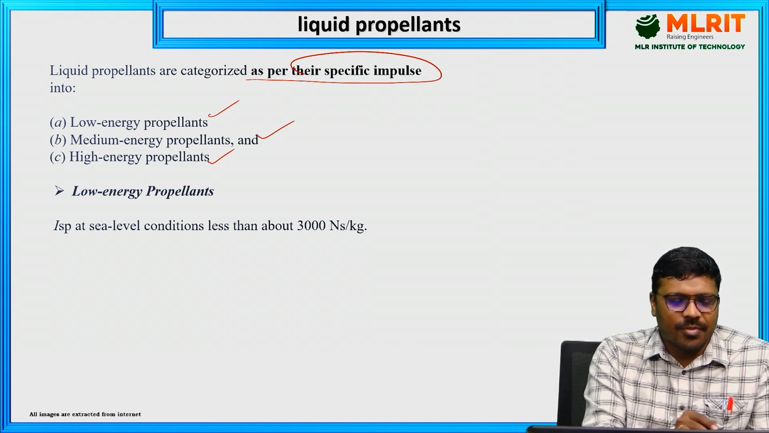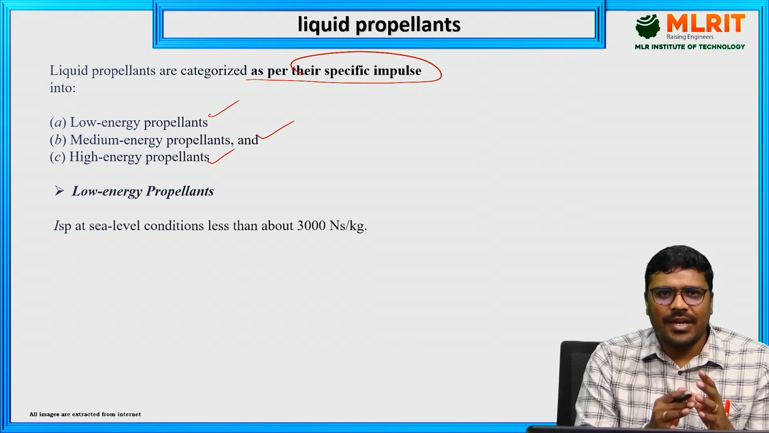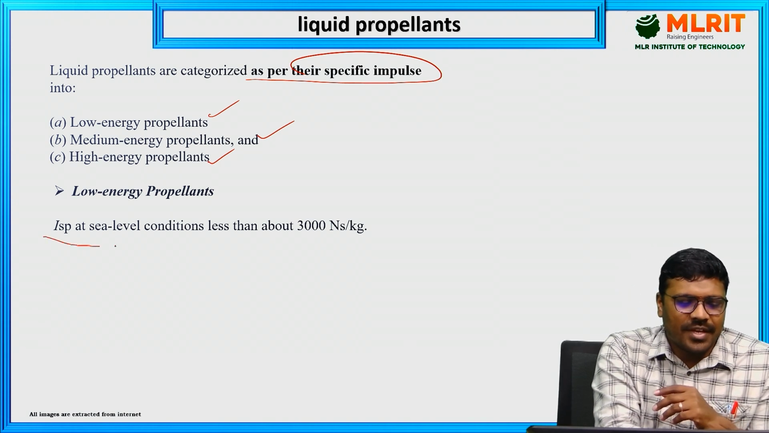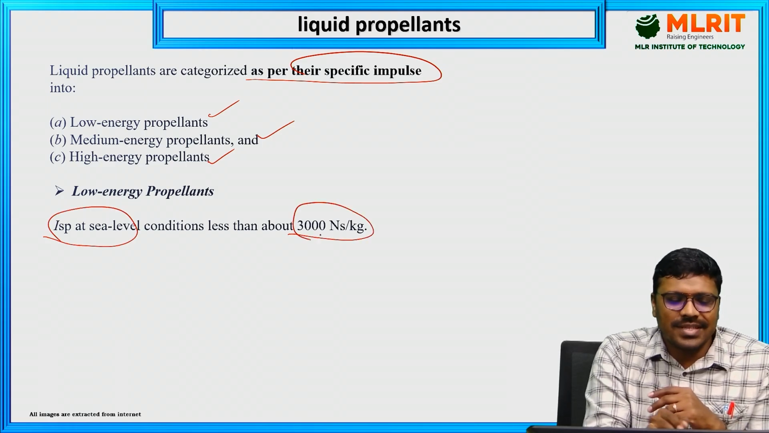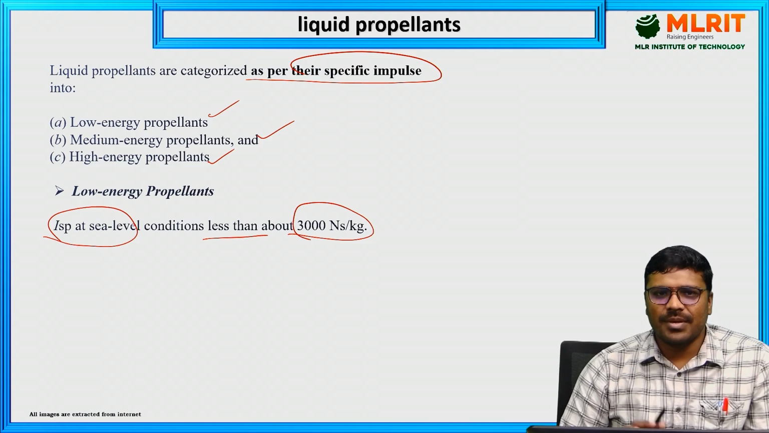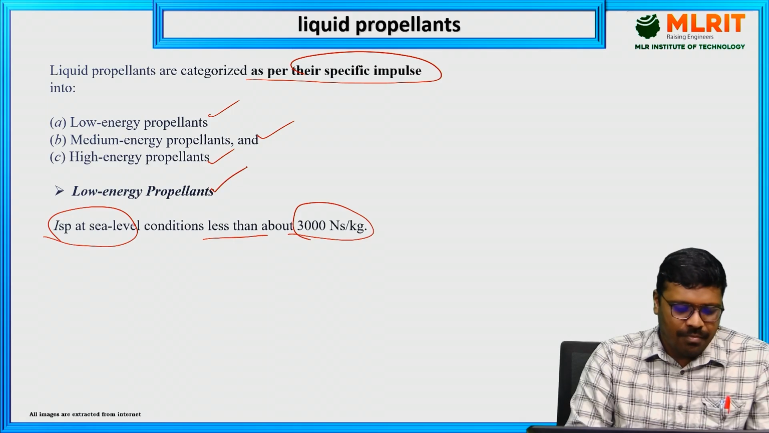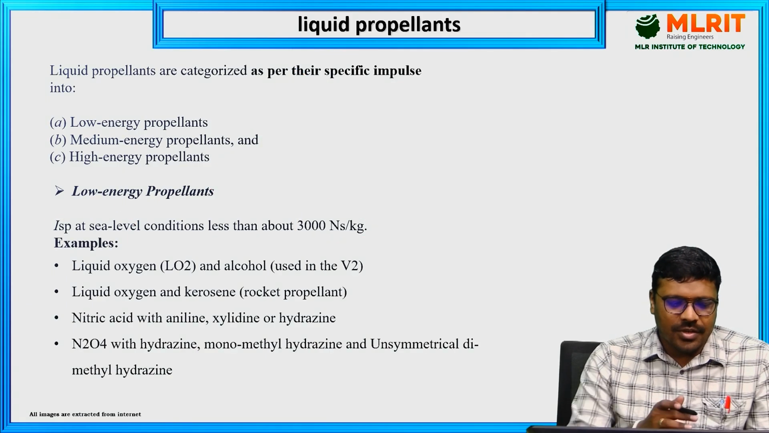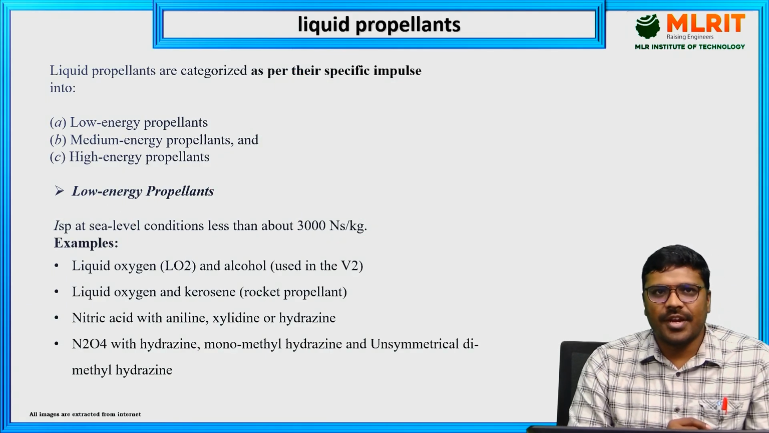Coming to the low energy propellants, any propellant that produces a specific impulse at sea level of less than 3000 Newton second per kg, if the specific impulse is less than 3000 Newton second per kg, then that particular type of propellant is called a low energy propellant. Here you can go through the examples of low energy propellants.